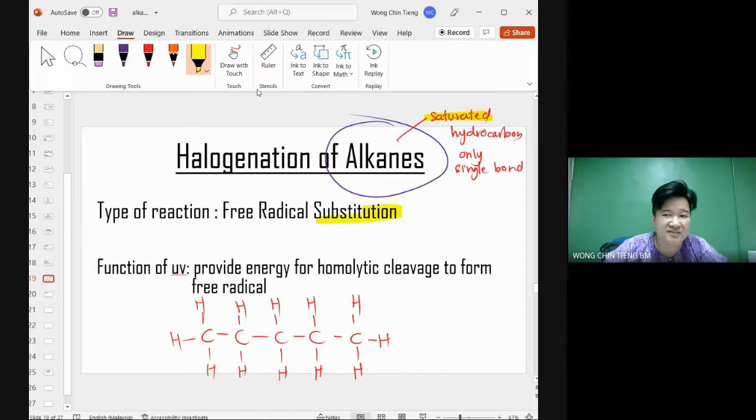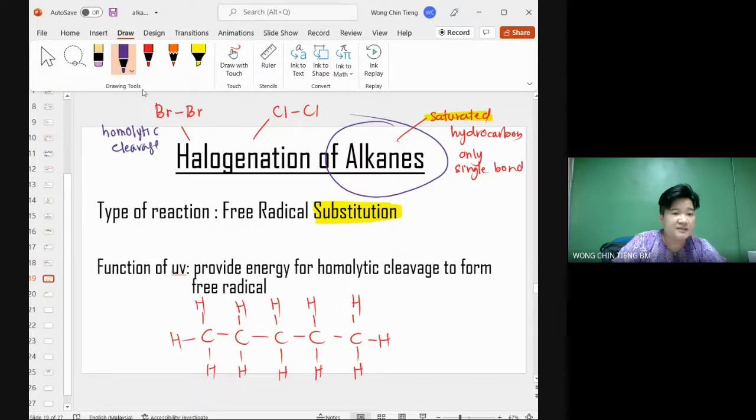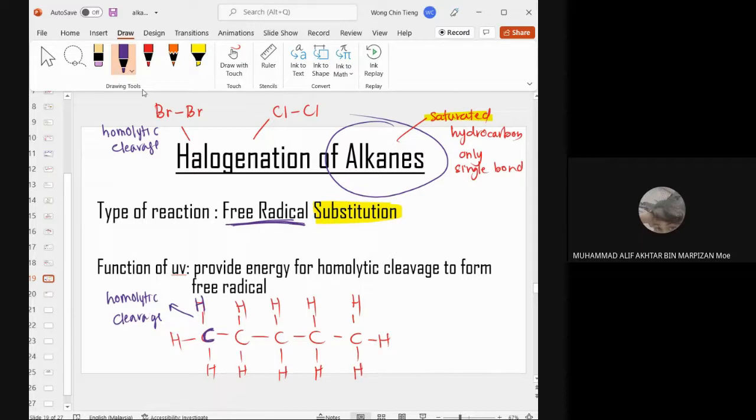So what can we do? We can only do substitution. What type of substitution? If we are only doing halogenation, there are two types: bromination or chlorination. Did you notice that this is homolytic cleavage? Why is it homolytic cleavage? Because carbon and hydrogen also undergo homolytic cleavage. Remember the word homolytic cleavage previously? Can I ask one thing? In homolytic cleavage, what is the product produced as an intermediate? Br positive, Br minus? Alif?